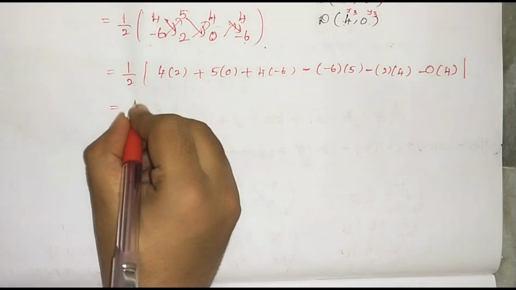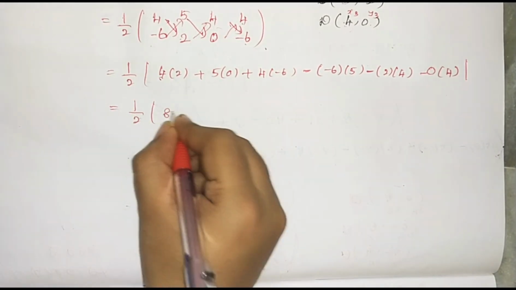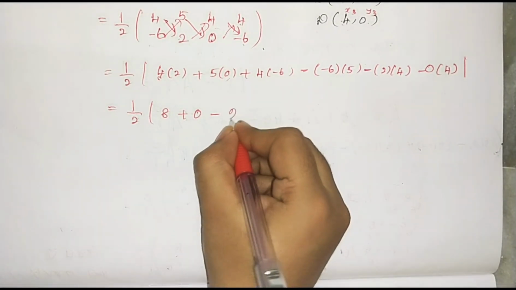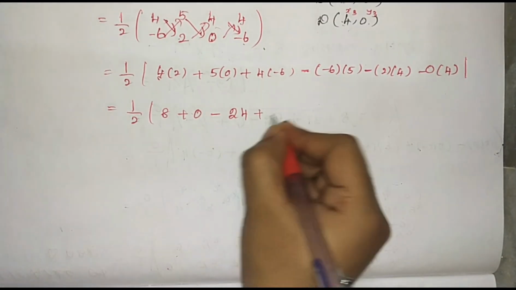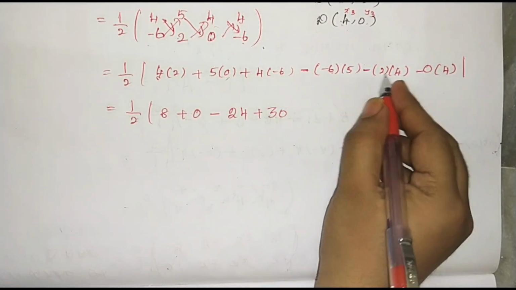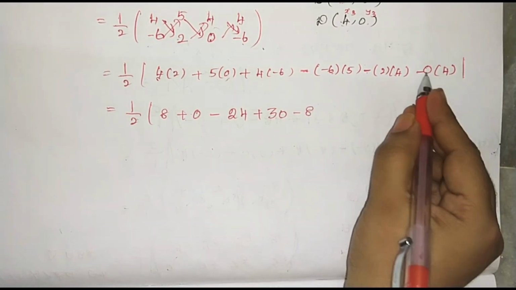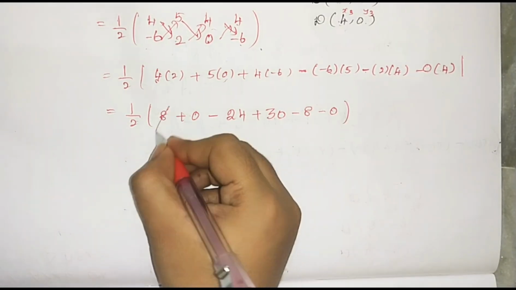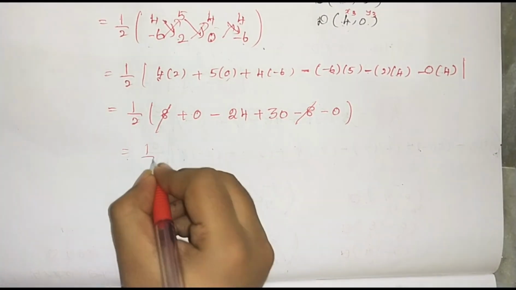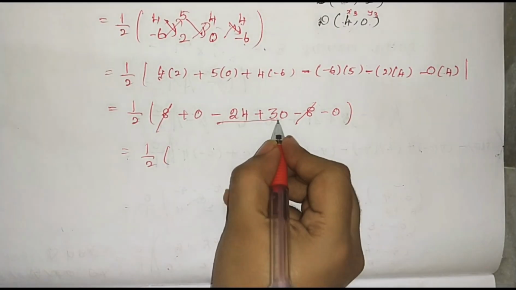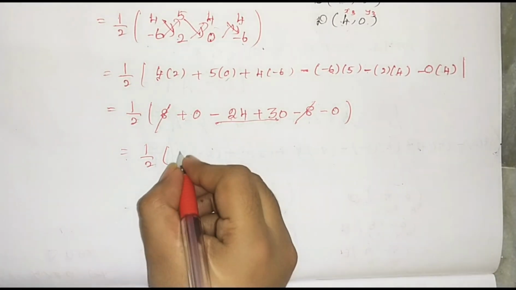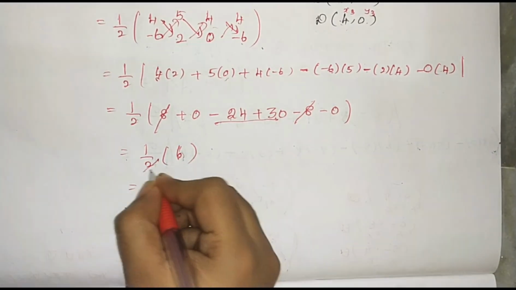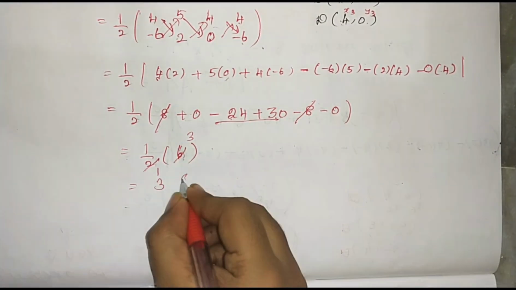Then 1 by 2, 4 2s are 8 plus 5 zeros are 0 plus into minus is minus: 6 4s are 24. Minus into minus is plus: 6 5s are 30. 4 2s are 8, so minus 8. 0 you multiply with 4, the answer is 0. So plus 8 minus 8 we can cancel. So 1 divided by 2, minus 24 plus 30. 30 you subtract 24, you will get 6. So here 6 is positive, so no need to put the modulus sign. Directly we can cancel, 1 time, 3 times. So 3 square units.